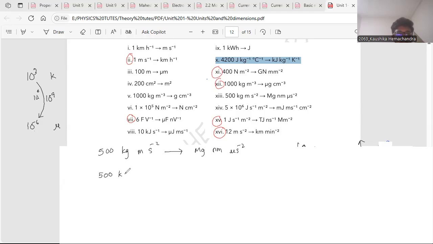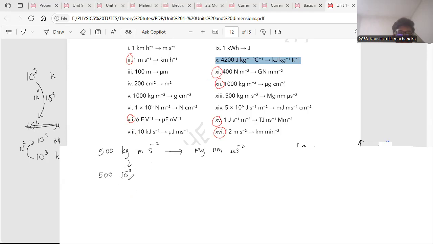500 kilograms into megagrams. So kilo is 10 to the power 3, mega is 10 to the power 6. So mega is a bigger unit. So when you convert kilo to mega, the difference is 10 to the power 3, but it will be 10 to the power minus 3 as you are converting to a bigger unit. It's like converting meter to kilometer. You divide by 1000.